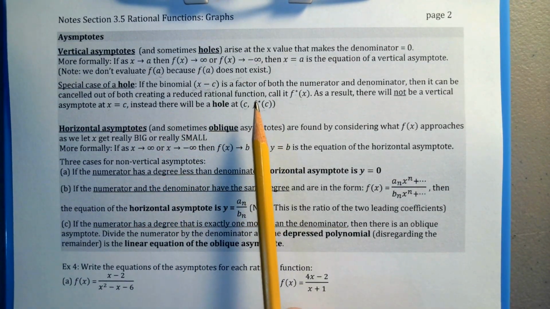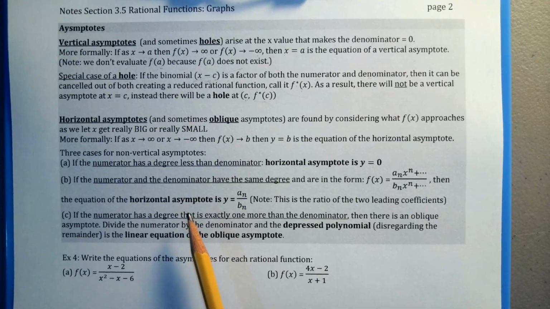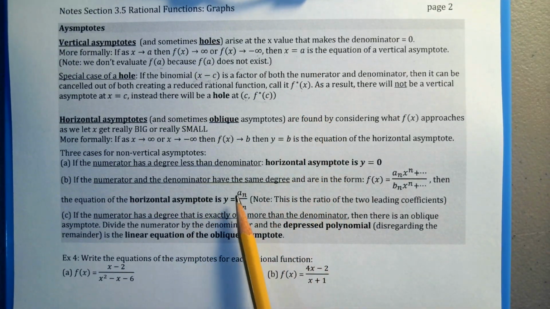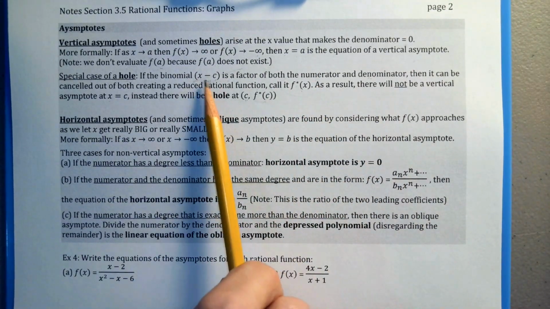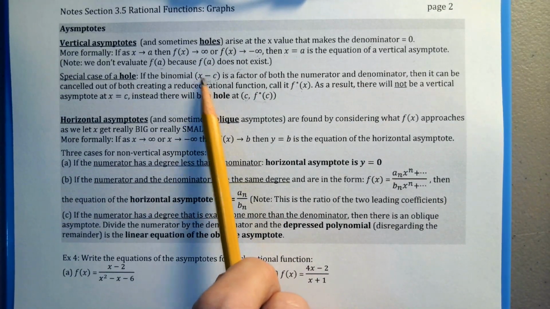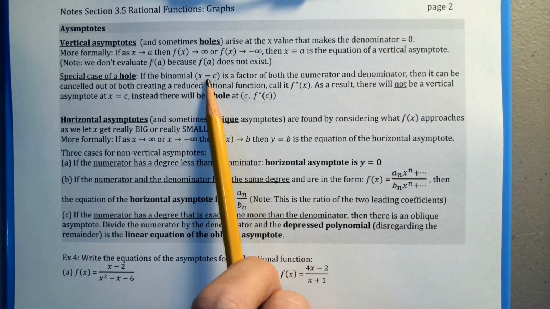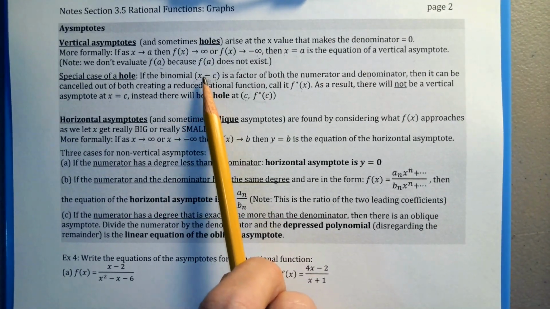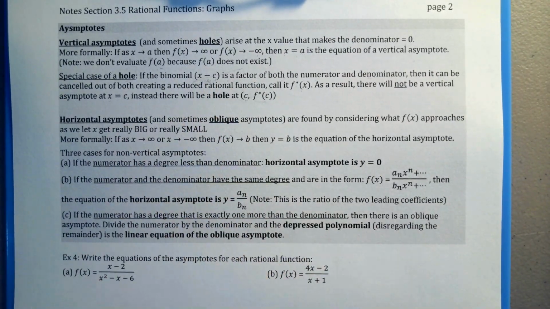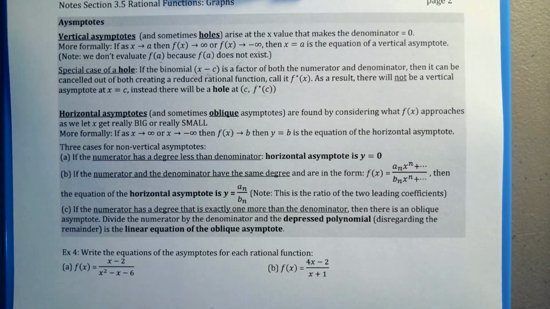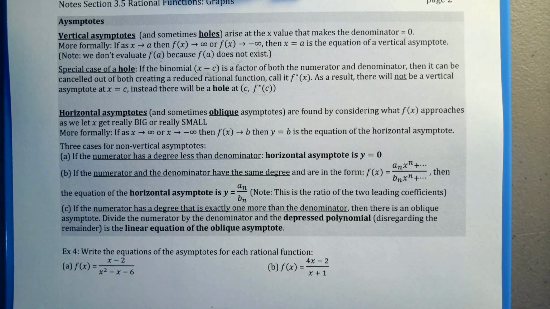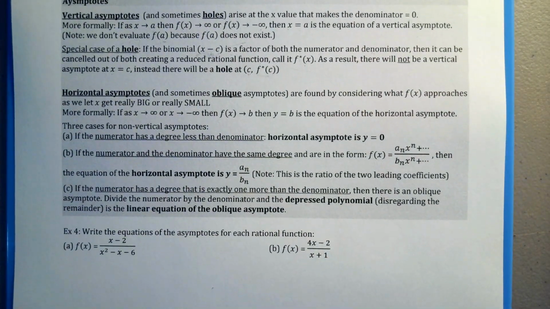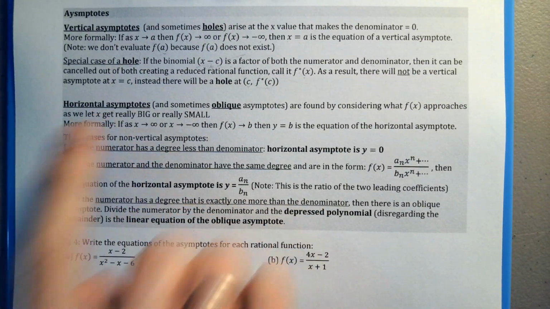Again, this is all very theoretical, so when we get to an example, it'll make more sense. So we will not have a vertical asymptote at c in this case. Instead, we'll have a hole. It's only when that binomial cancels with the same binomial upstairs. It sounds really confusing, but when we go through an example, it'll make more sense.